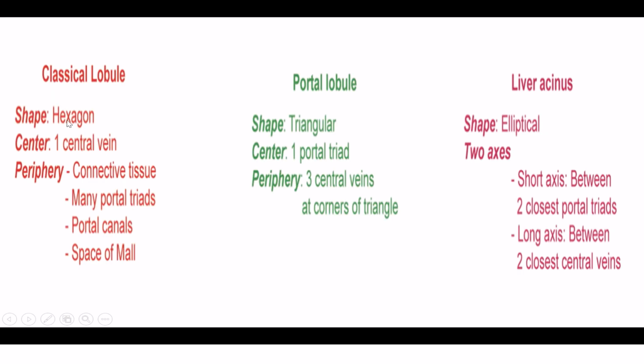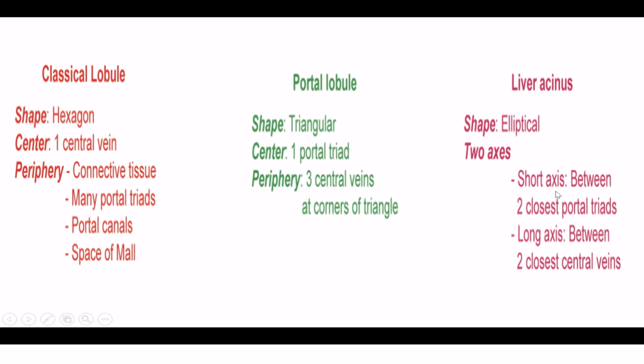So if you see the classical lobule, it is hexagon and there is one central vein at the center. Then there are connective tissue and many portal triads, portal canals and space of Mall in the periphery. In portal lobule, it is triangular and at the center there is one portal triad and in the periphery there are three central veins at the corners of the triangle. And liver acinus is elliptical or diamond shaped.